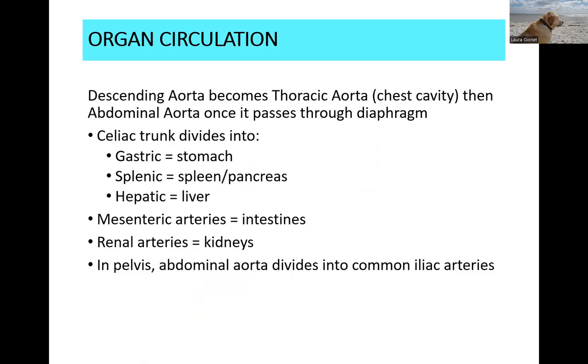Right, it gives off the first branching network off the abdominal aorta, what's called the celiac trunk, and that gives off these three branches. A gastric artery that goes to the stomach, a splenic artery that goes to the spleen and ultimately the pancreas, and a hepatic artery that goes to the liver. Then that big vessel travels further inferior.